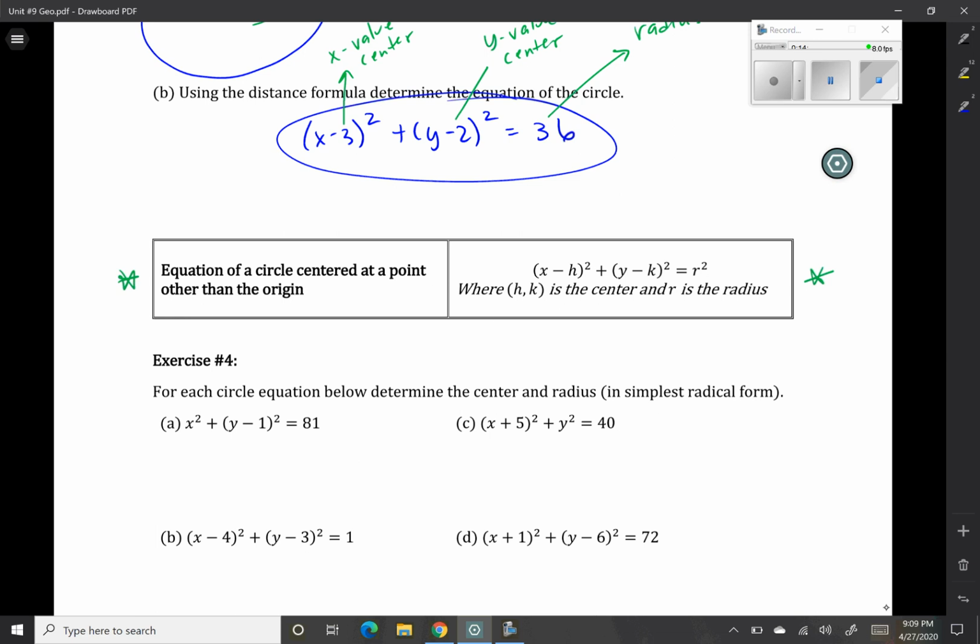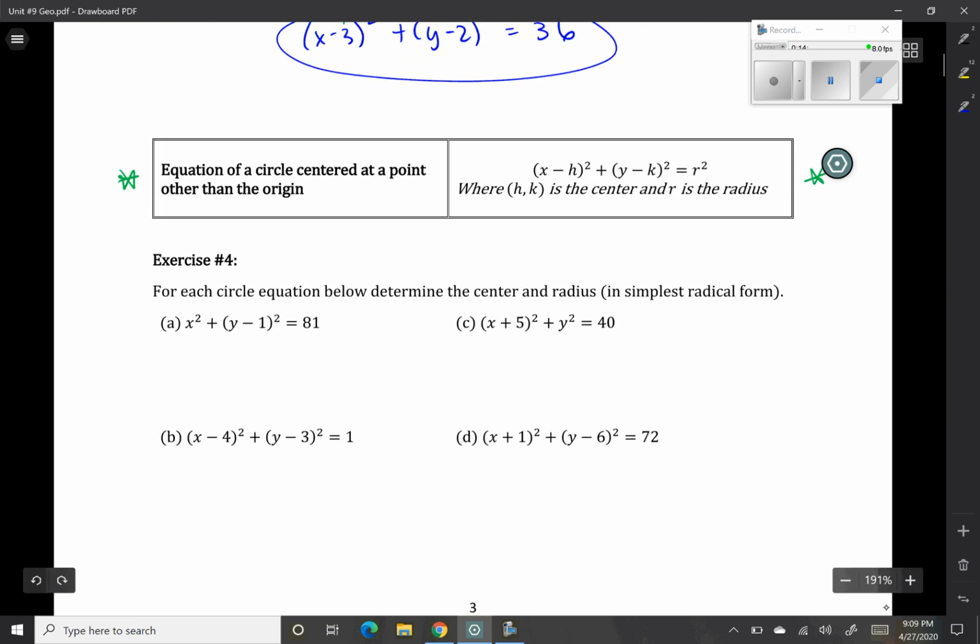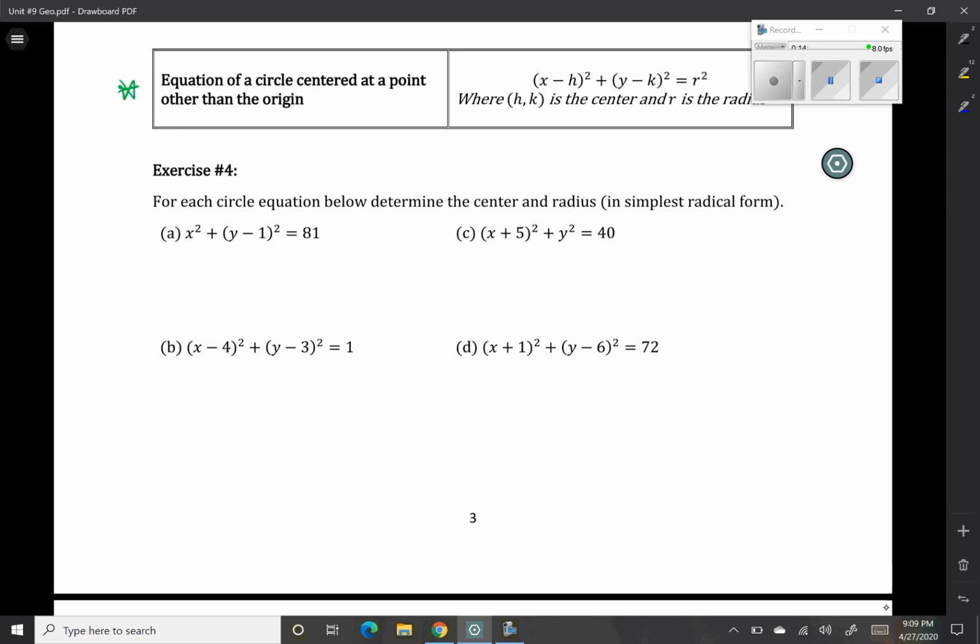So let's take a look at a couple questions here. I'm going to do A and B with you, then I'm going to have you pause the video and see if you could try C and D.